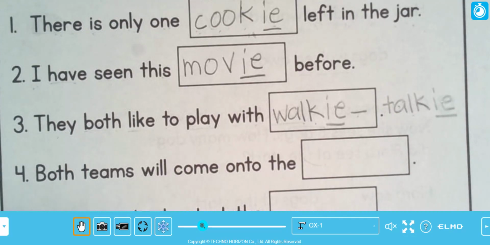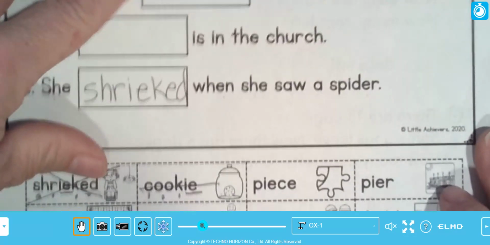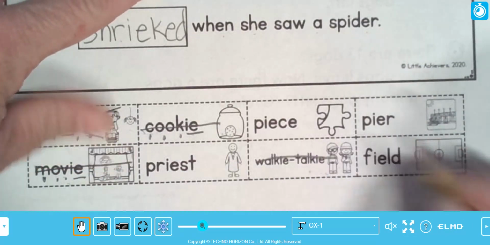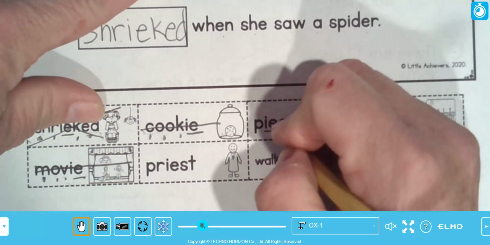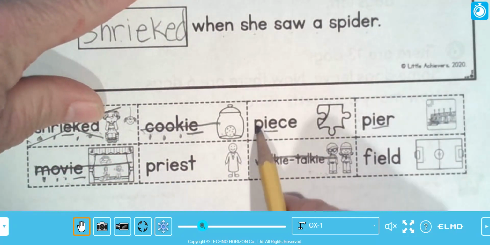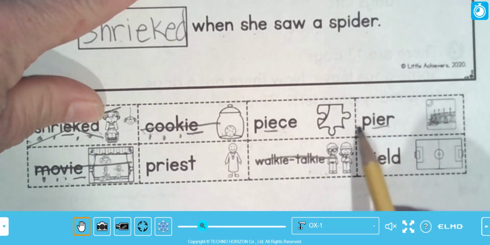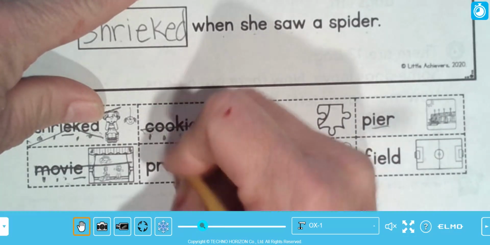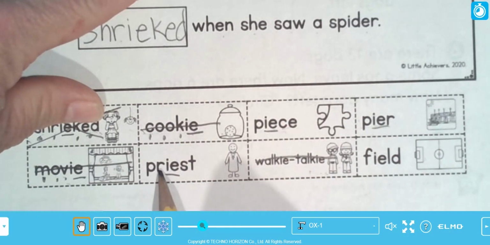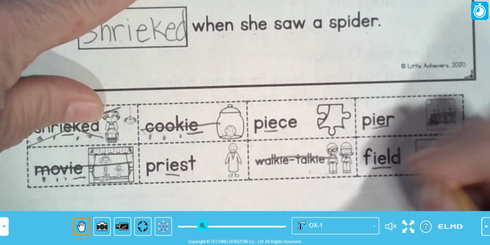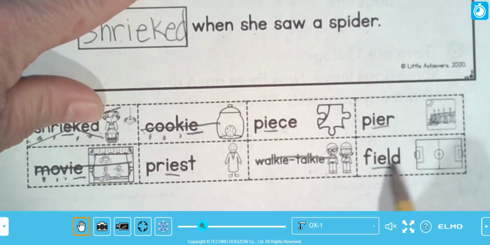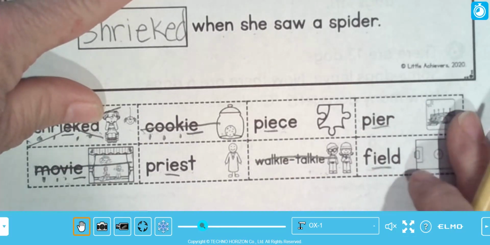Okay, if you need more time to write that down, just pause the video, okay? Because if you don't pause right now, I'm just going to keep moving on. All right, here I go. So let's cross out the word walkie-talkie. And we have here left: P-E-S, peace. P-E-R, pier, which is this one. P-R-E-S-T, priest. This one. F-E-O-D, field. So we have those left, okay?